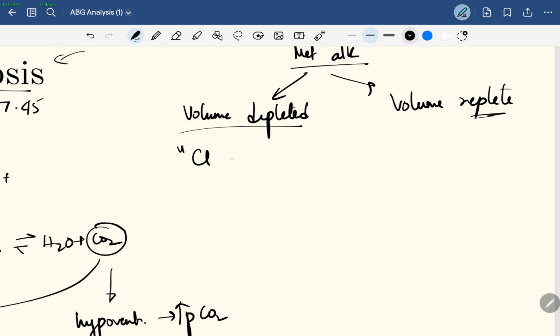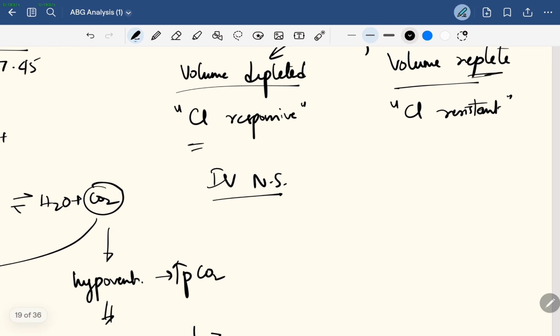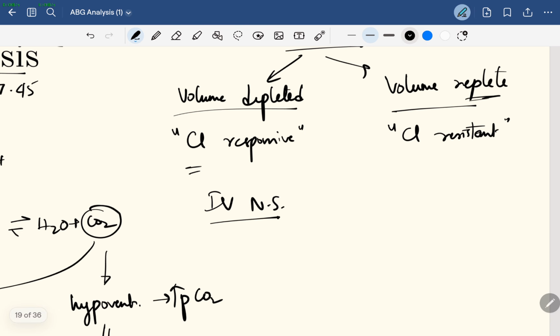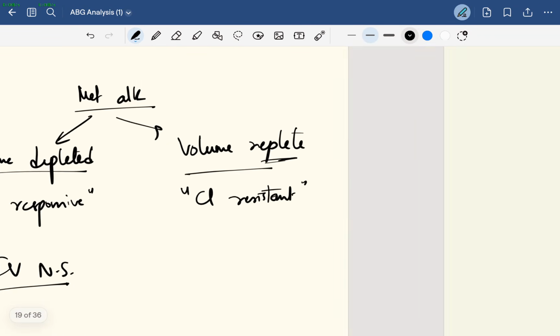And these are alternatively called chloride responsive and chloride resistant. Because, well, chloride here refers to IV normal saline. So if the patient's condition improves with IV normal saline, it's chloride responsive, and if it doesn't, it's chloride resistant. We can discuss the causes of metabolic alkalosis along with the mechanisms.